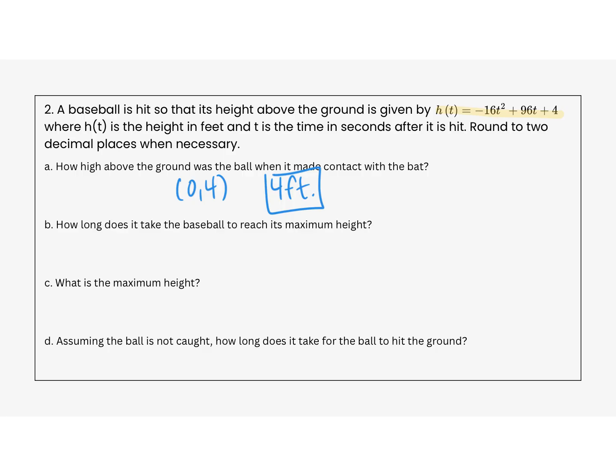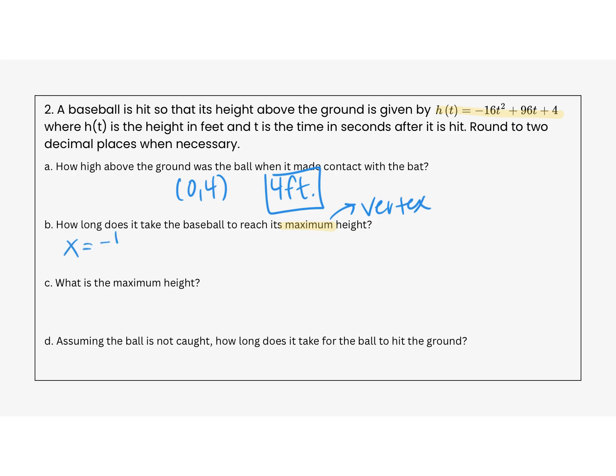How long does it take the baseball to reach its maximum height? If you notice, this is the same equation that we dealt with last time. So now we just have to think about, what is it asking us? Anytime you see the word maximum, that's a clue that you're looking for the vertex. You're just deciding, is that the x value or the y value of the vertex? In this case, that's the x value.